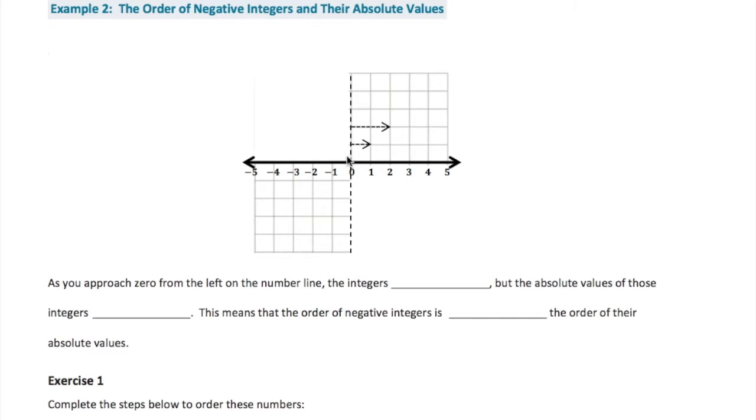In this lesson, we're going to look at the order of negative numbers and how that relates to their absolute value. Obviously, we are familiar with, on the right side of the number line, the fact that numbers are increasing as we go to the right. 1, 2, 3, 4, 5 are increasing. The same is true actually on the negative side of the number line.